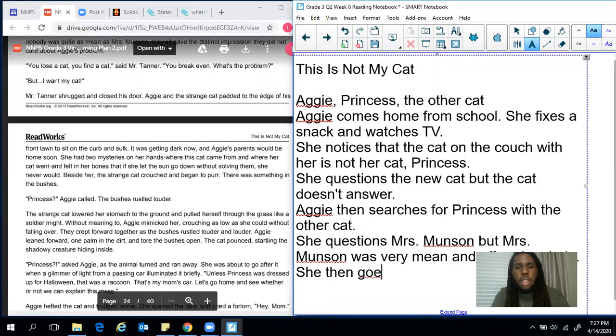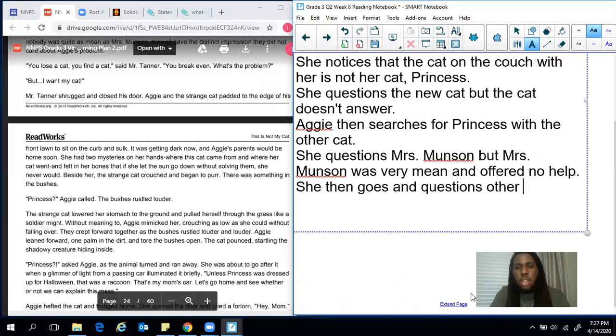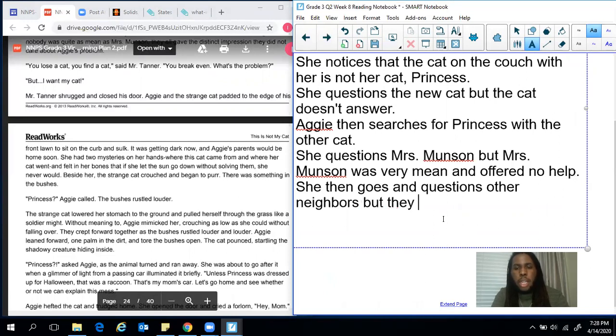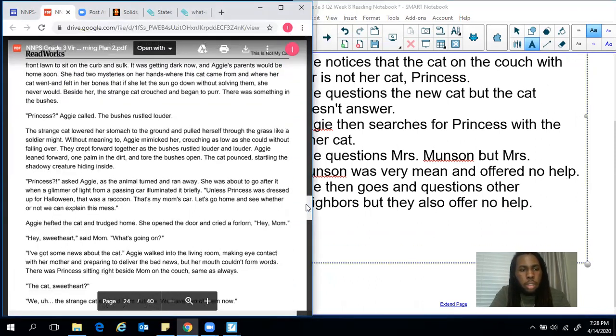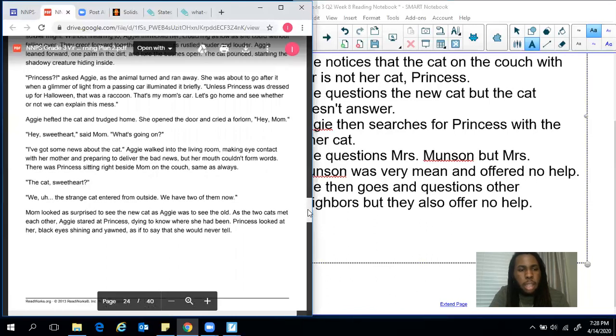She then goes and questions, let me extend my page here, other neighbors, but they also offer no help. All right, let's keep going. So as you can see, Mr. Wheeler is not writing down every single detail. I'm just skimming, thinking about what I read, and then writing the important stuff.